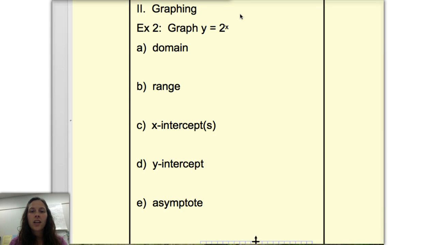Next, we're going to take a look at graphing exponential functions. So notice in this function that x is the exponent, so it makes that graph quite a bit different than the other graphs we've seen so far. So first of all, we're going to talk about the domain.